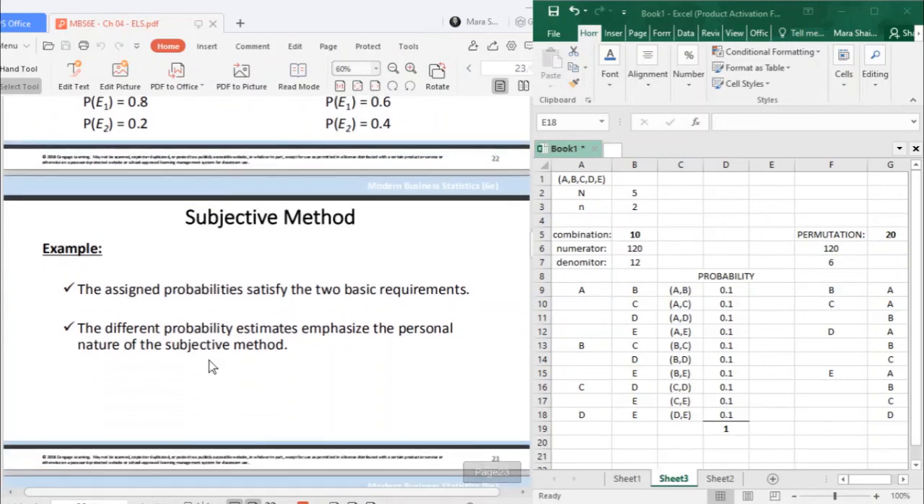And as I mentioned a while ago, the different probability estimates emphasize the personal nature of the subjective method. Whoever is making the decision or the estimates, it is up to them what their basis is or what their considerations are in making such probabilities or estimations.